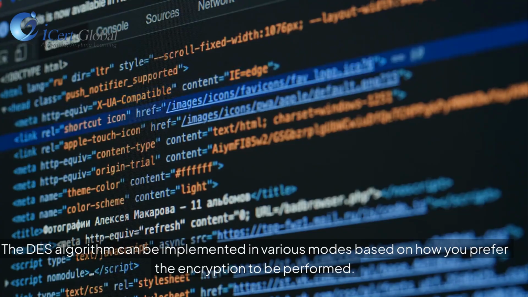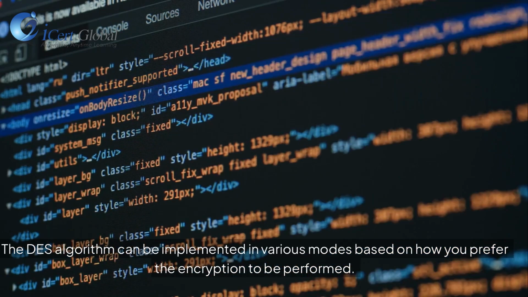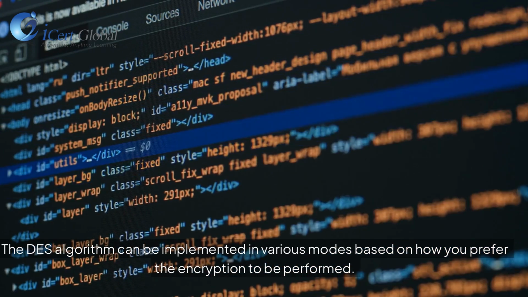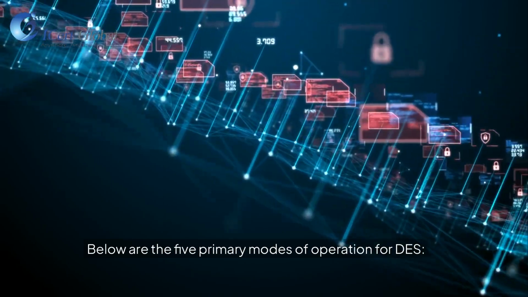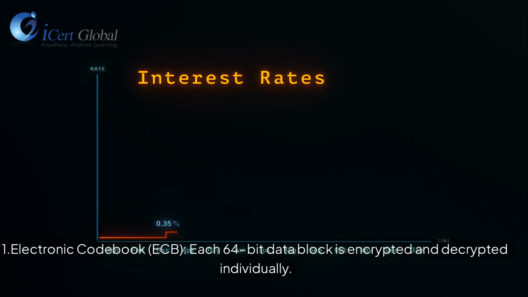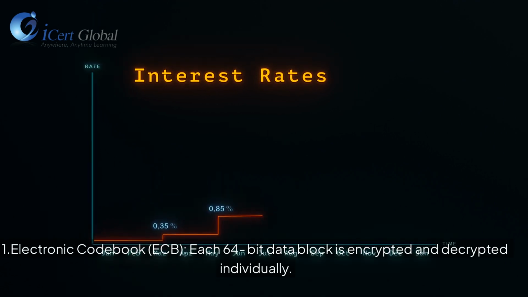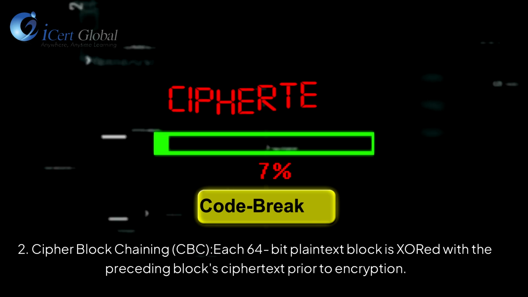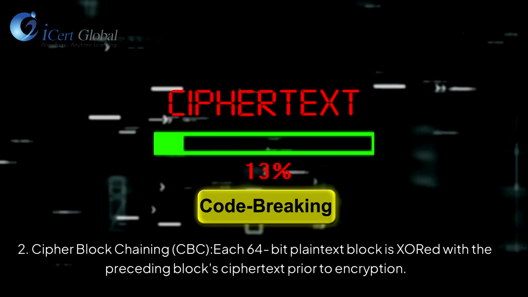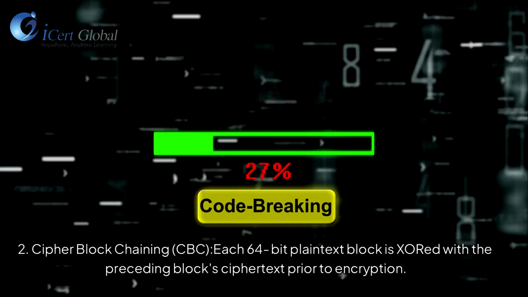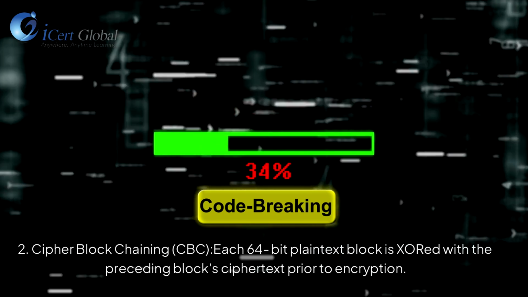DES modes of operation. The DES algorithm can be implemented in various modes based on how you prefer the encryption to be performed. Below are the 5 primary modes of operation for DES. 1. Electronic Codebook, ECB. Each 64-bit data block is encrypted and decrypted individually. 2. Cipher block chaining, CBC. Each 64-bit plaintext block is XORed with the preceding block's ciphertext prior to encryption.